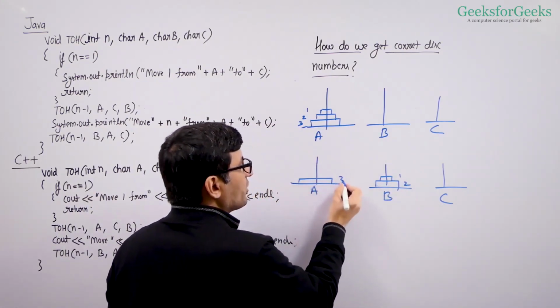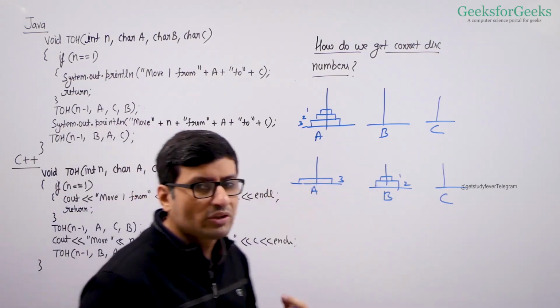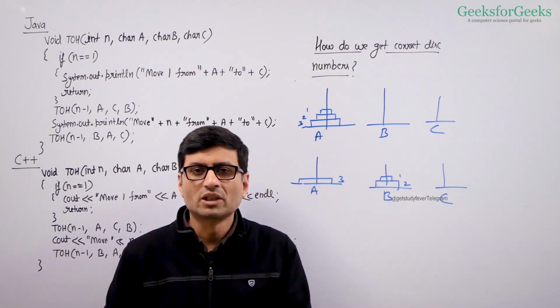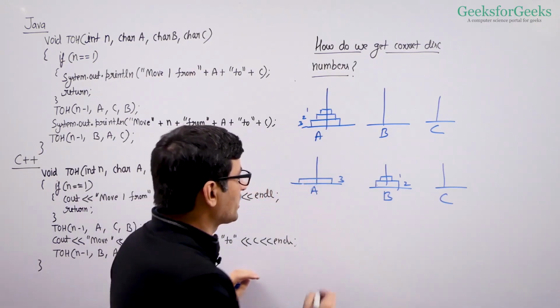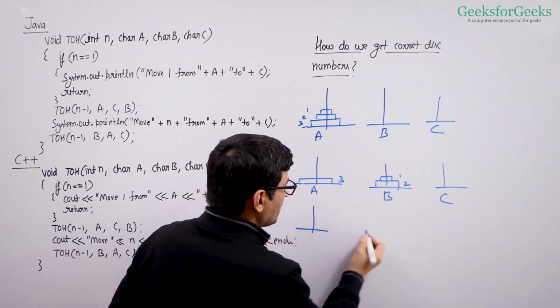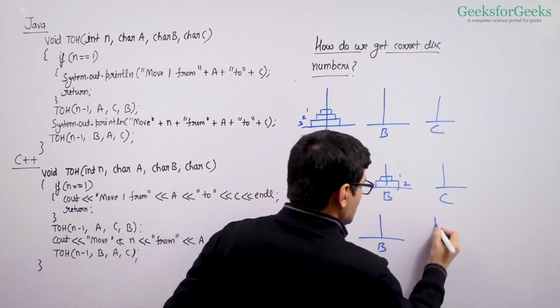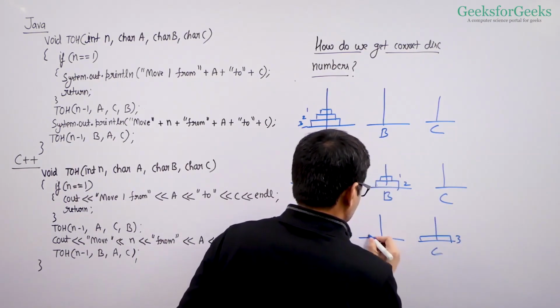Now after this, what are we going to do? We are going to move this disk from A to C. And what are we going to print? We are going to print "move disk N from A to C", which means "move disk 3 from A to C". And this is fine, this is a correct statement. So we'll get the bottom disk from A to C, and we'll get the correct output statement.